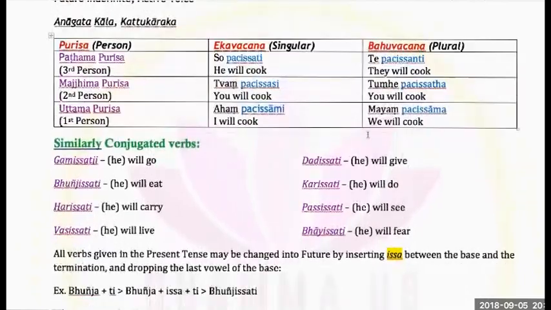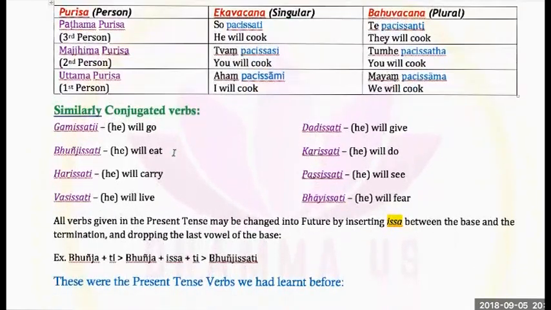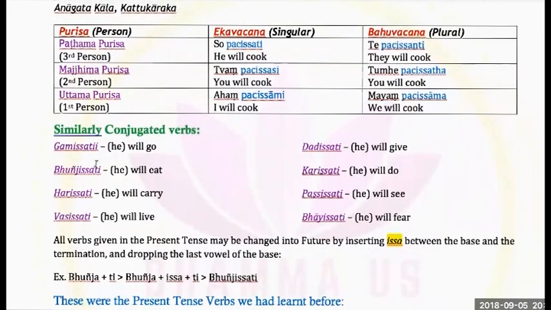Okay, so we have some similarly conjugated verbs. Gamissati, he will go. Bhunjissati, he will eat. Harissati, he will carry. Vasissati, he will live. Dadissati, he will give. Karissati, he will do. Passissati, he will see. Bhayissati, he will fear. Let's take this one and try to conjugate like this. Gamissati means he will go.